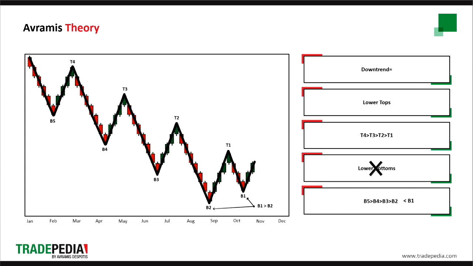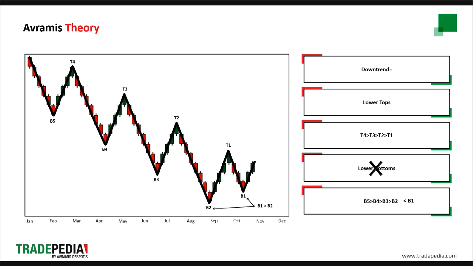Is it completely destroyed though? If we look here at this downtrend, is it completely destroyed? Not yet. I still have lower tops. So I still have one element from the two elements that form the downtrend. So what I can say here is that this downtrend lost 50% of its strength. It became a weak downtrend, not yet destroyed.